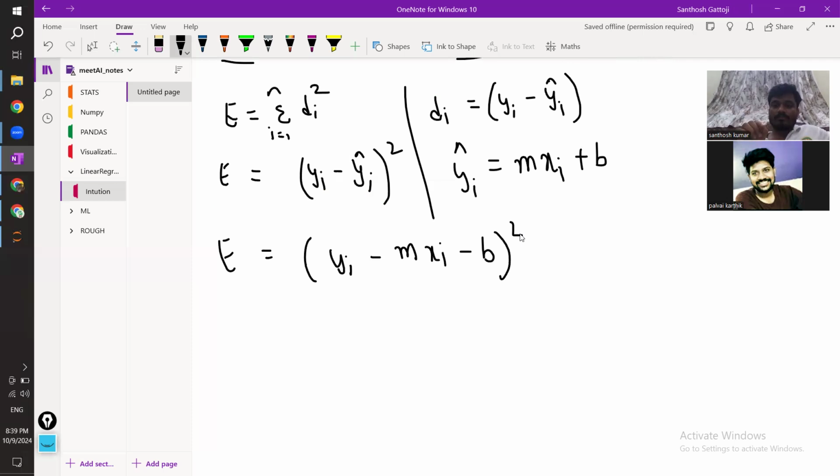But if you see here, what is yi? yi is the output of the first point prediction. No, not the first point.